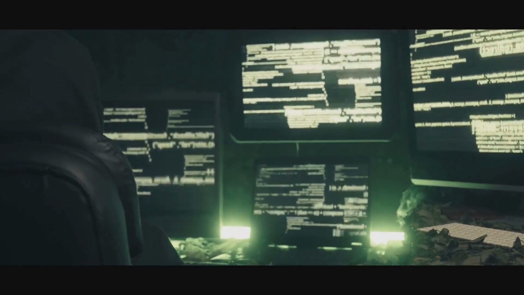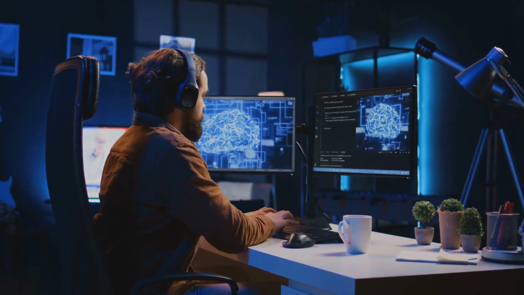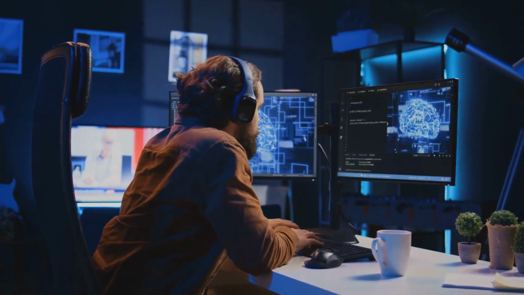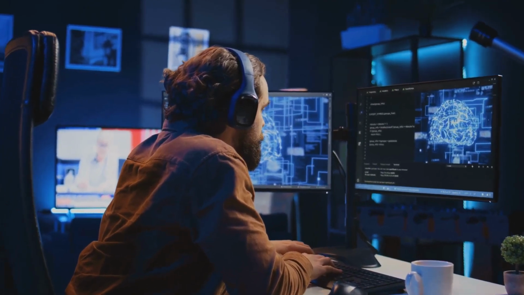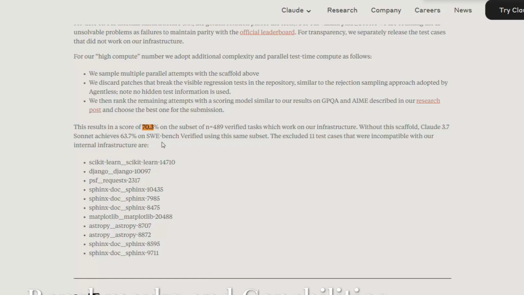I've spent the last 72 hours pushing this model to its absolute limits, burning through millions of tokens, testing it against impossible challenges, and comparing it to every competitor on the market. And I'm still struggling to process what I've discovered. Let me put it bluntly. Claude 3.7 isn't just better than previous models. It fundamentally changes the game with its new reasoning mode and the revolutionary Claude Code CLI tool.